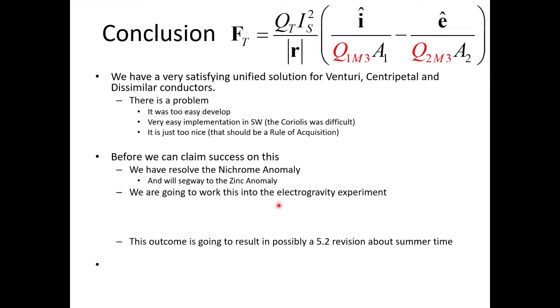Okay, now we're going to work this into the upcoming electrogravity experiment. The outcome is probably going to result in a 5.2 revision. This will occur somewhere around summertime, because we're going to run the experiments late June, early July over my summer break. I'm going to try to start building the experiments this coming weekend. Maybe I'll get lucky and get them done quick.